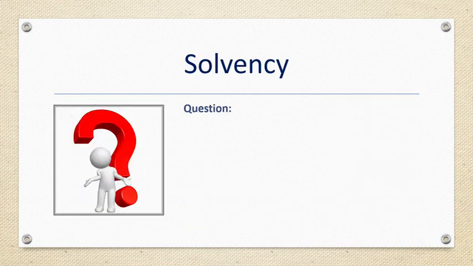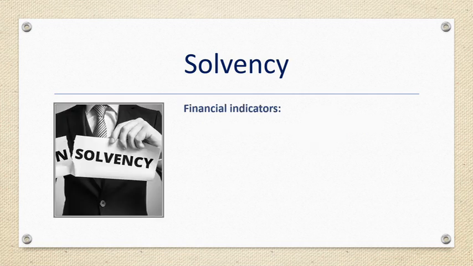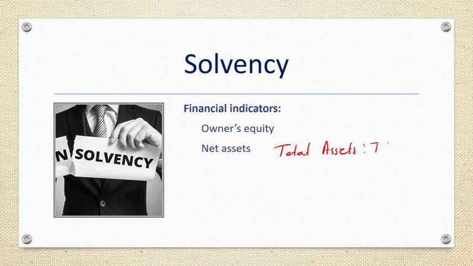Solvency: there is only the one question that we can ask: can the business repay all its debt? Not only the current debt, but all its debt. And the financial indicator there is your owner's equity or net assets. Net assets being total assets towards your total liabilities.